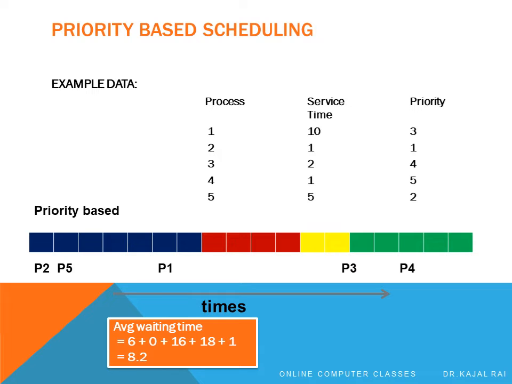After that, the P3 process will get the CPU because it is next in priority, and after completion of P3, P4 will get the CPU. Here the waiting time for P1 is 6 seconds, because P2 executes for 1 second and then P5 executes for 5 seconds. The waiting time of P2 is 0. For P3 it is 16, for P4 it is 18, and for P5 it is only 1. So the average waiting time here is 8.2 seconds.